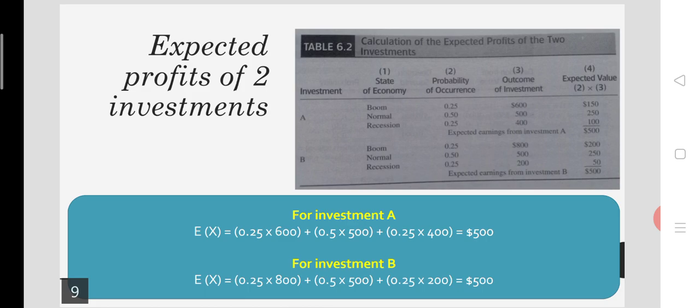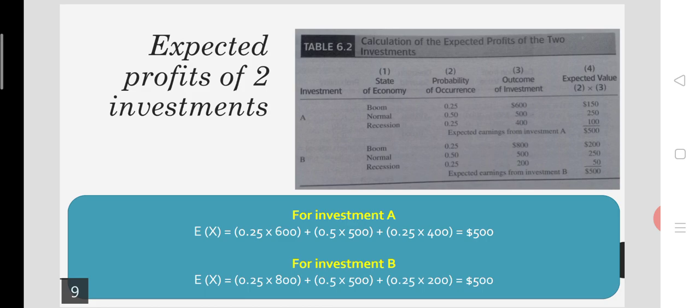So this could be a confusing value for both investment projects, investment project A and investment project B. That means the sum of expected value of investment project A and investment project B are the same. It is $500 for both cases. The investor will be in confusion in this case.